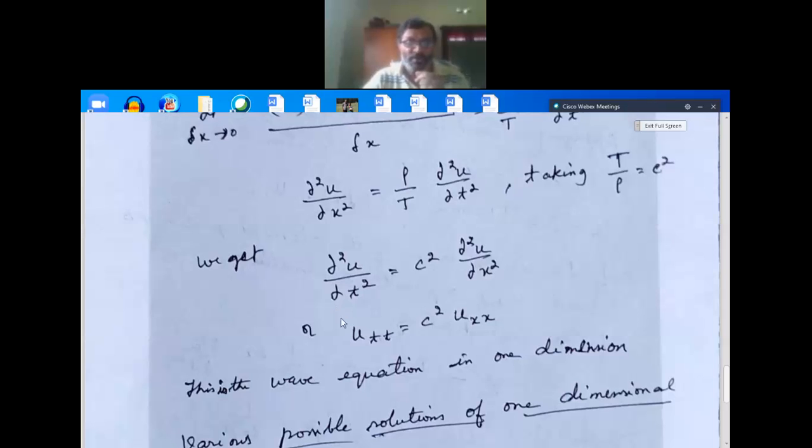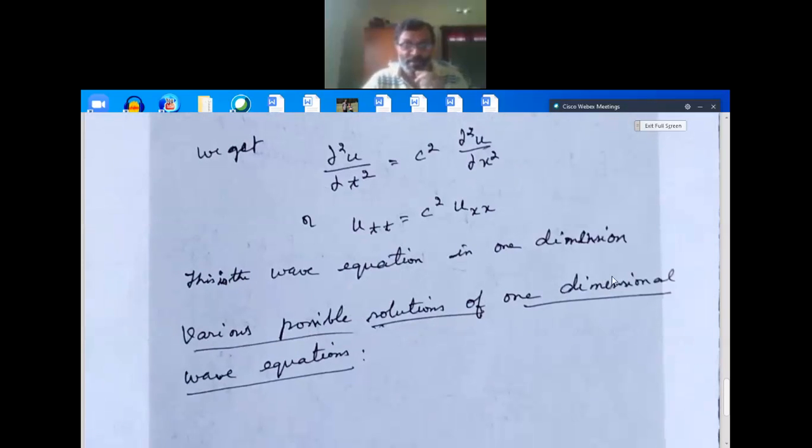Now we have to study the various possible solutions of the one-dimensional wave equation, because for you in the first class it might be difficult. I wanted to go slowly, so I didn't write this. I will do it in the next class tomorrow at 11 a.m. The various possible solutions of the one-dimensional wave equation.